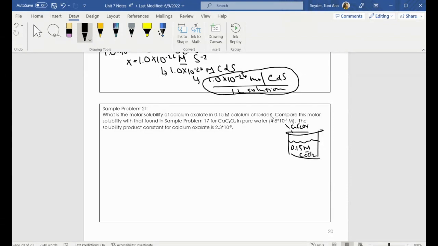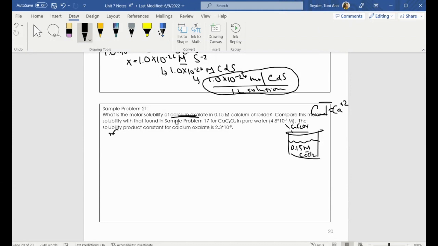It said, compare this molar solubility with that found in sample problem 17 for pure water. So we're going to compare the molar solubility in pure water to the molar solubility in this new solution. How does the molar solubility compare? Is calcium oxalate less soluble in this common ion solution? My common ion is the calcium. CI is equal to calcium ion. And I do want to know the molar solubility of calcium oxalate.